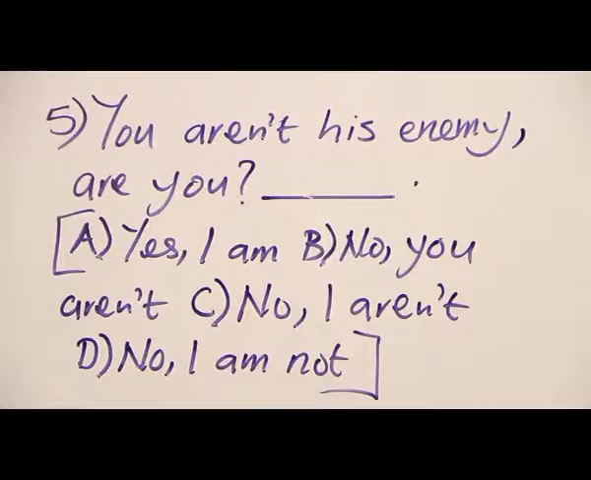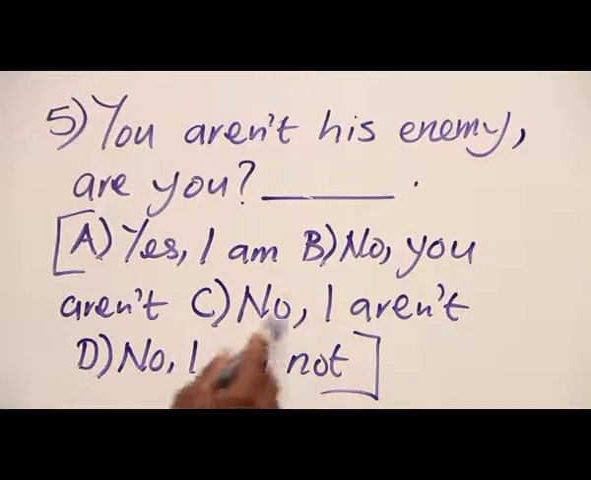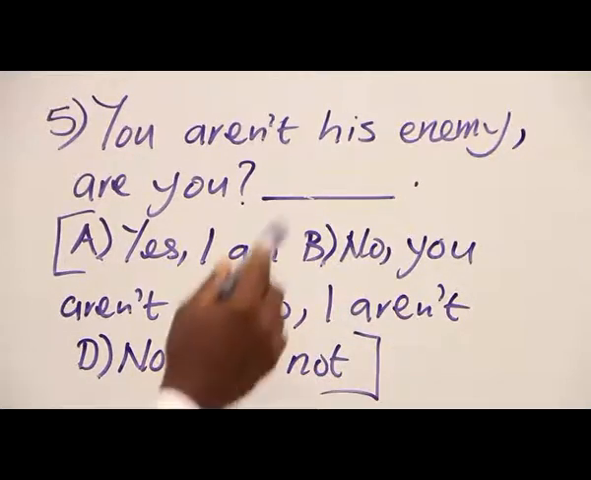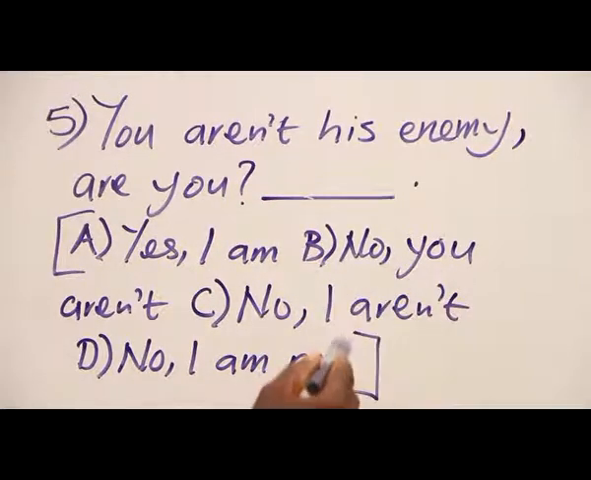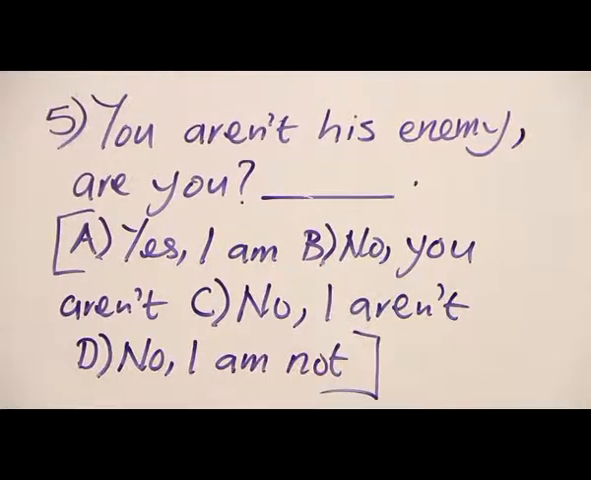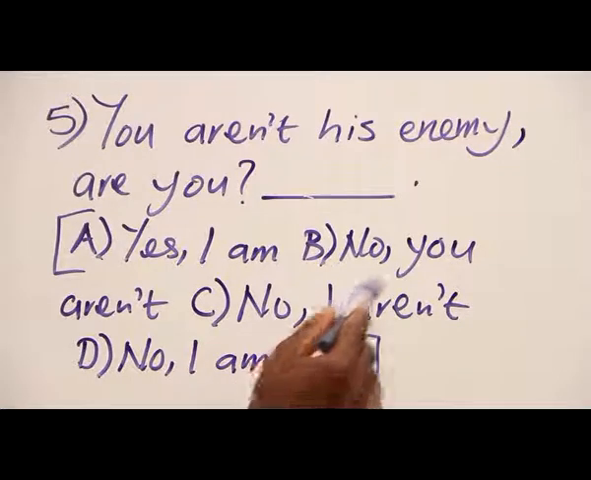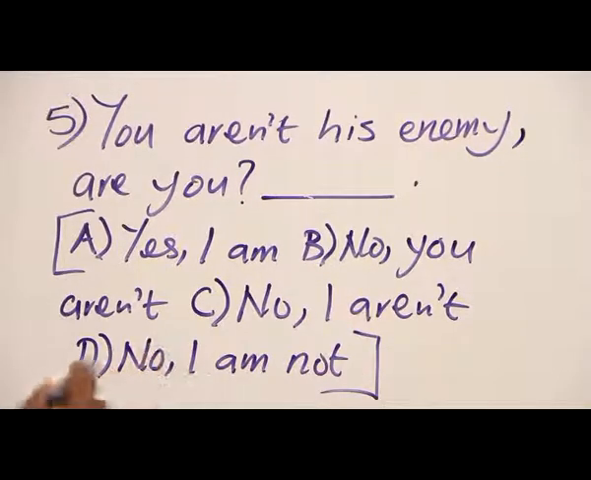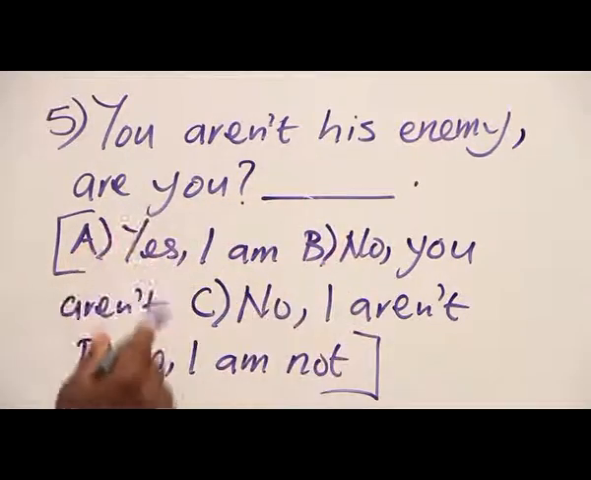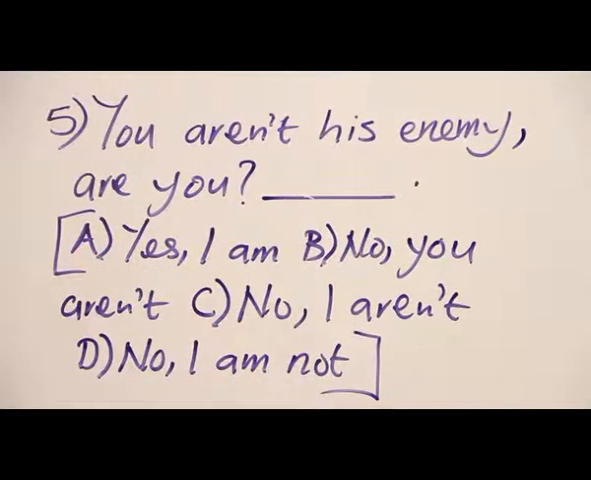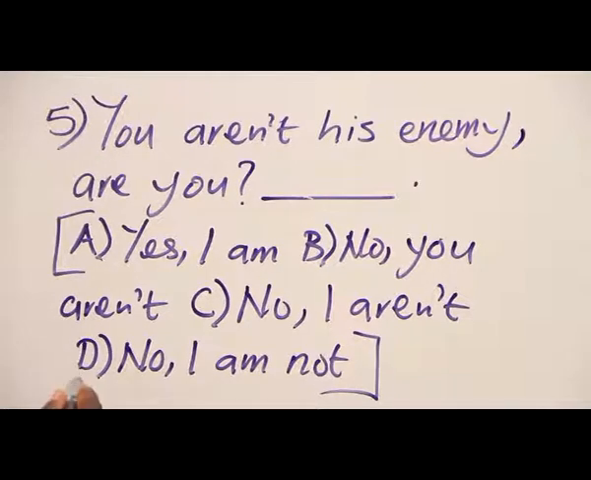That removes B. Then we'll take C. You aren't his enemy, are you? No, I aren't. Of course, this also agrees, and you have I there. But the problem is with the verb. I doesn't take aren't. I goes with am. And that takes us to D. You aren't his enemy, are you? No, I am not. That is the answer. So D is our answer.